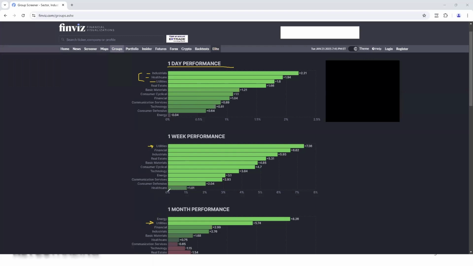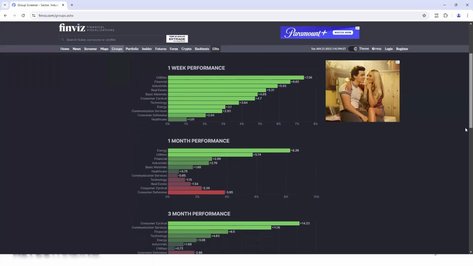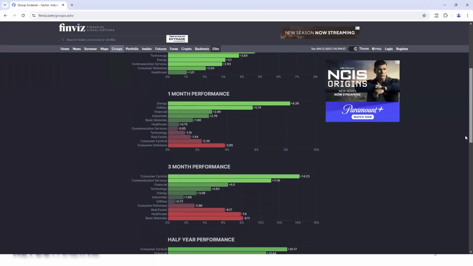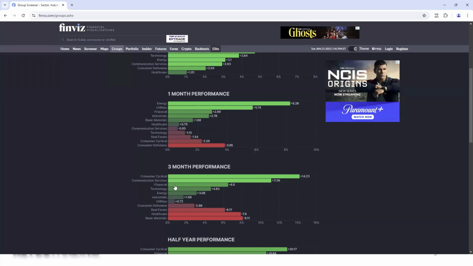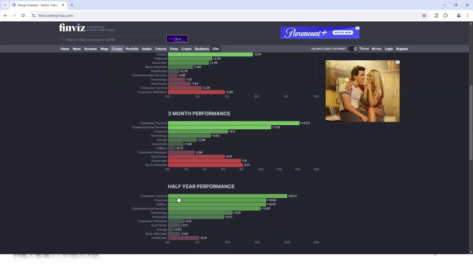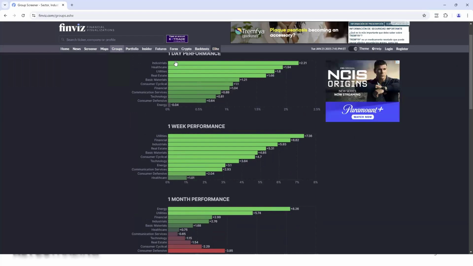Let me clear this and scroll down. Okay, and financials look pretty strong, right? And of course, we're starting to wrap up a lot of the bank earnings in this round, but over the past month, financials are number three. 3 months, they're number three. 6 months, they're number two. There's utilities again. So what I generally look for is a ranking in the top three.